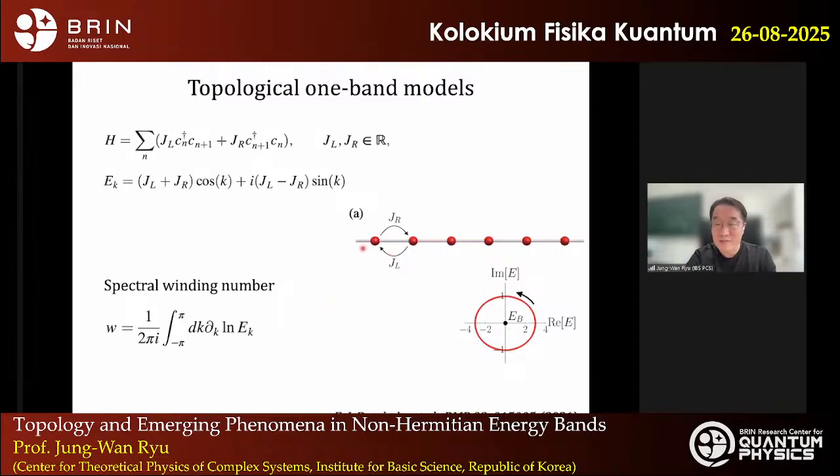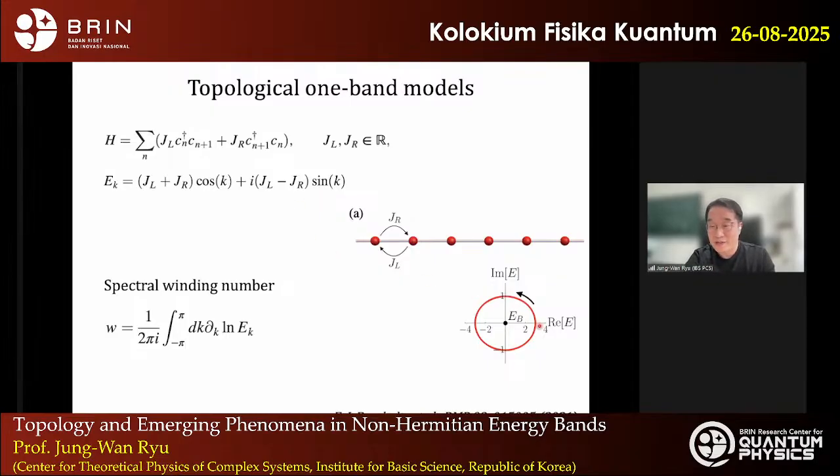This is a very famous example. This is called the Hatano-Nelson model. In this case, it's a 1D chain. If JR equals JL, the imaginary part equals 0. So the energy is real, with cosine bands. However, if we set JL larger than JR, there is an imaginary part, so the energy can be complex.